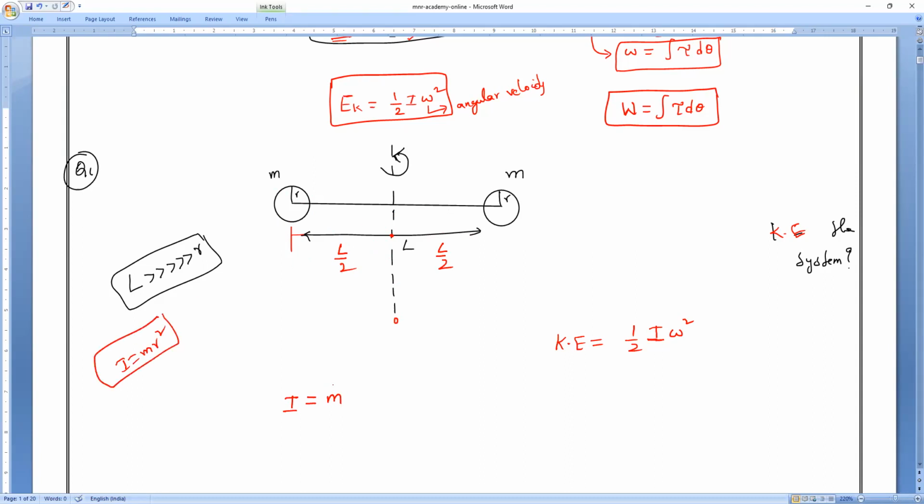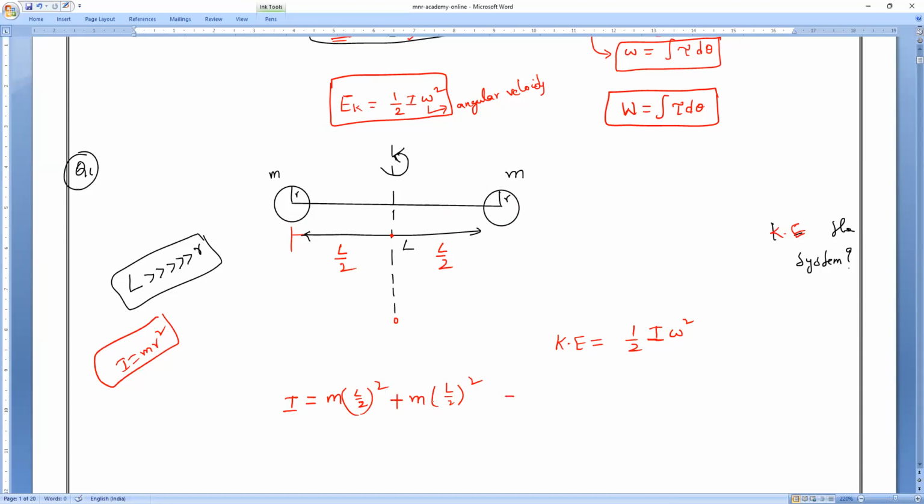Now two bodies are there in the entire system. What is the first body's moment of inertia? M into L by 2 whole square, plus for this body M into L by 2 whole square. That is the total moment of inertia. So now, 2 times of this one.